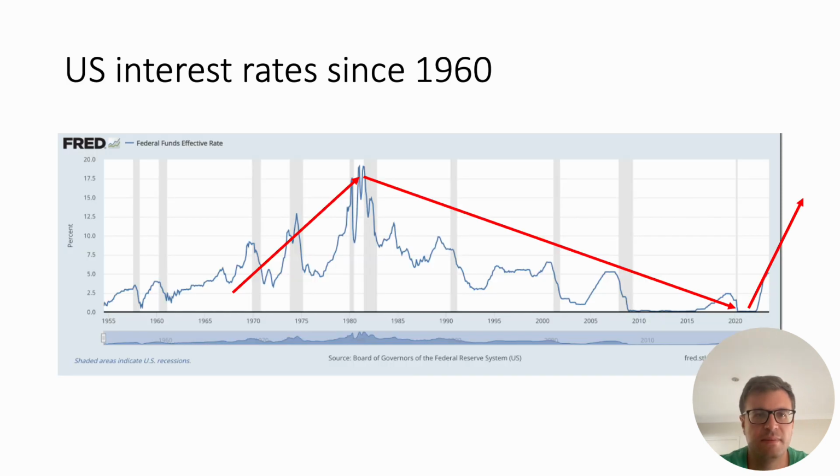Here is a chart that describes the interest rate since the 1960s. So this is the US interest rate. As you can see, from the 1960s to the 1980s, the interest rate rose significantly. From the 80s to 2000, it dropped, and over the past 40 years, and recently in the past 2 years, it started rising.